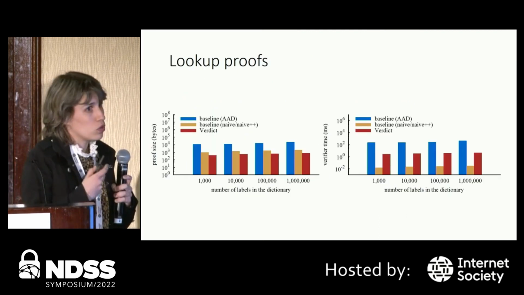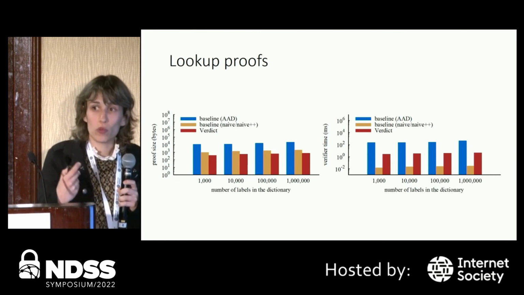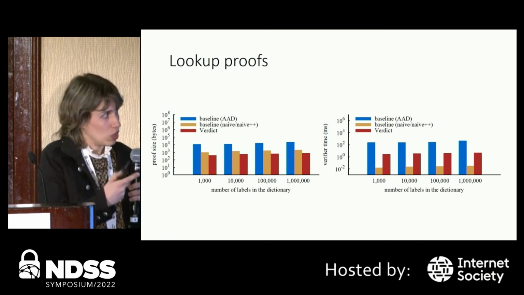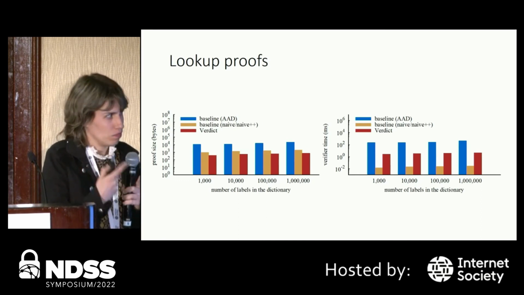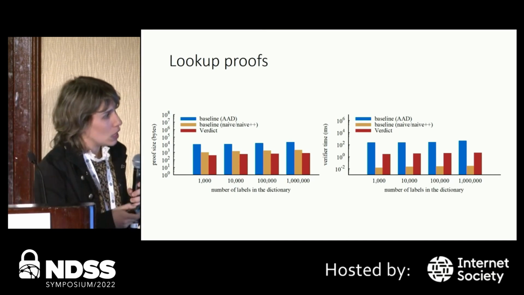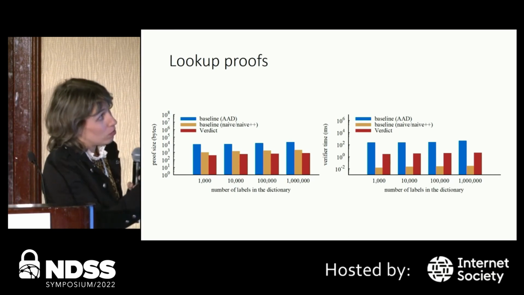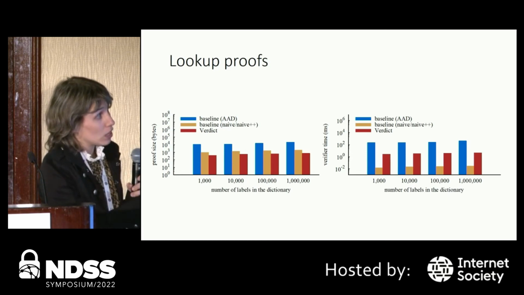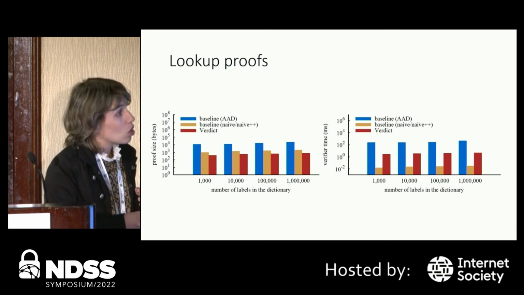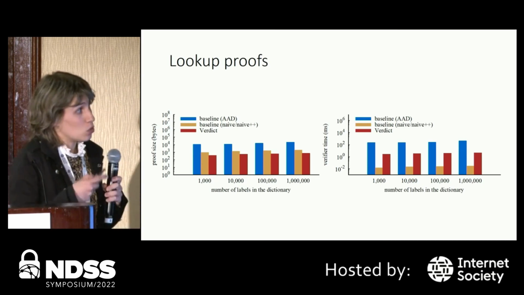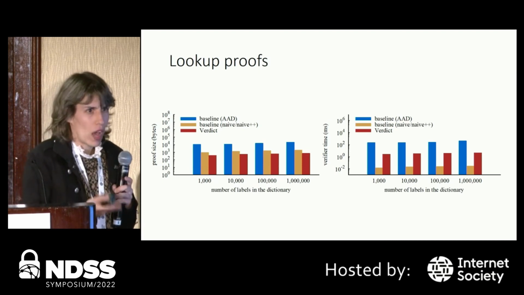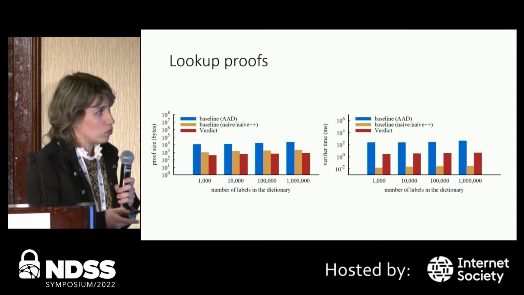These are the proofs, let me remind you, that the service needs to create whenever it responds to a lookup request. Let me say that the lookup proofs scale with the number of elements in the dictionary on all systems. As we see, Verdict has the smallest lookup proofs. Proof verification time is fast, but it's not the fastest. It's around 5 milliseconds.